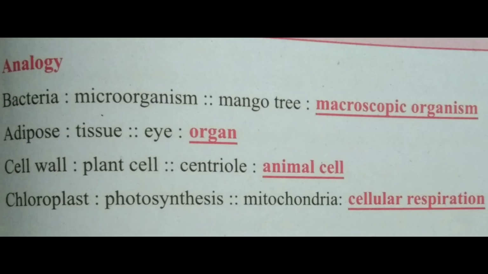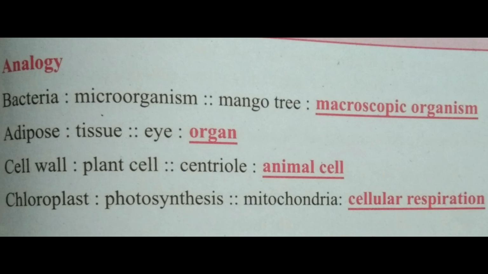Fifth Roman letter is analogy. Bacteria, microorganism. You have to write the related word. Bacteria is related to microorganism. So mango tree, macroscopic organism. Bacteria is a microorganism. So mango tree is a macroorganism or macroscopic organism. And the second one is adipose. Adipose is a tissue. So eye is an organ. Eye is an organ.